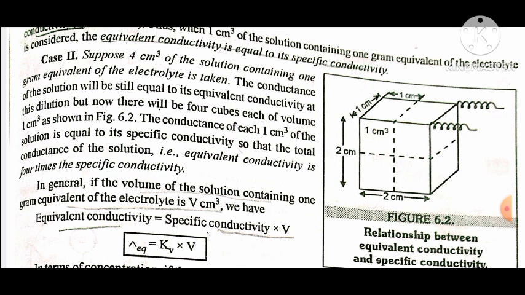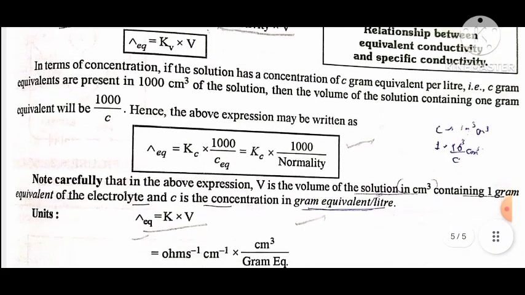In general, if the volume of the solution containing 1 gram equivalent of the electrolyte is V centimeter cube, we have equivalent conductivity equal to specific conductivity times volume V. So lambda equivalent is equal to K times V.